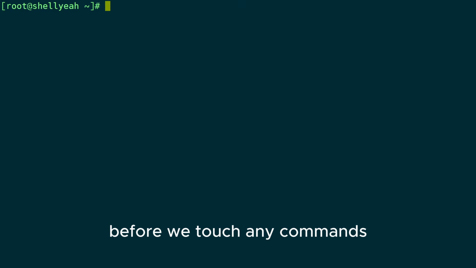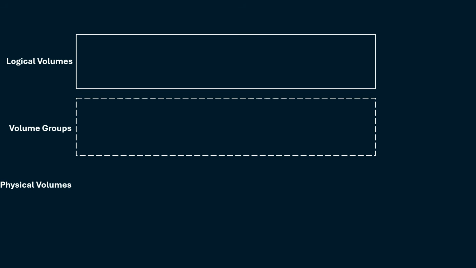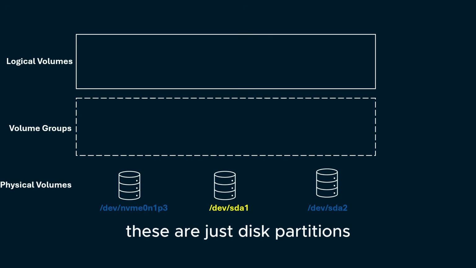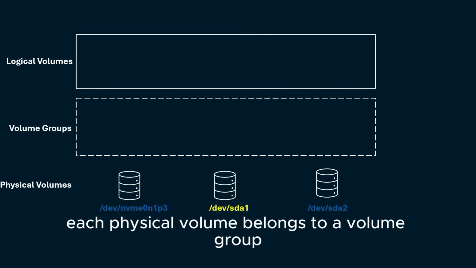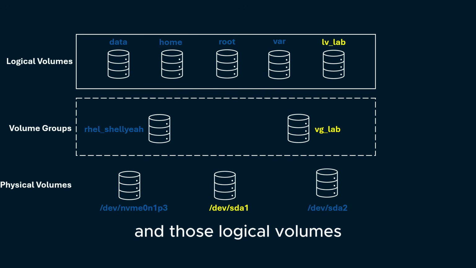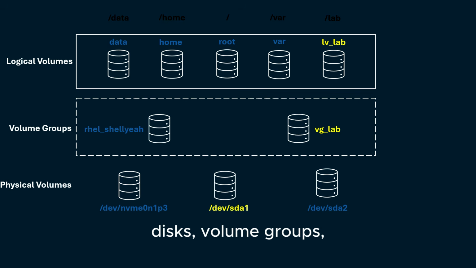Before we touch any commands, let's understand how LVM actually works. At the very bottom, we have our physical volumes. These are just disk partitions. Each physical volume belongs to a volume group. Above that, we create logical volumes, and those logical volumes are what get formatted and mounted as file systems. So think of it like this: disks, volume groups, logical volumes, file systems.